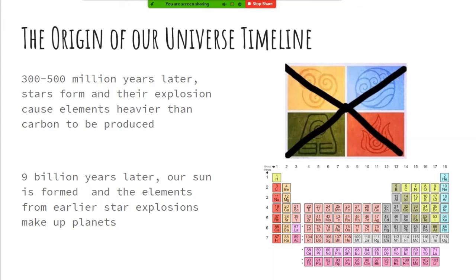Then 9 billion years later, our sun has formed, and then a previous explosion from a previous star is what makes up the planets of our solar system.